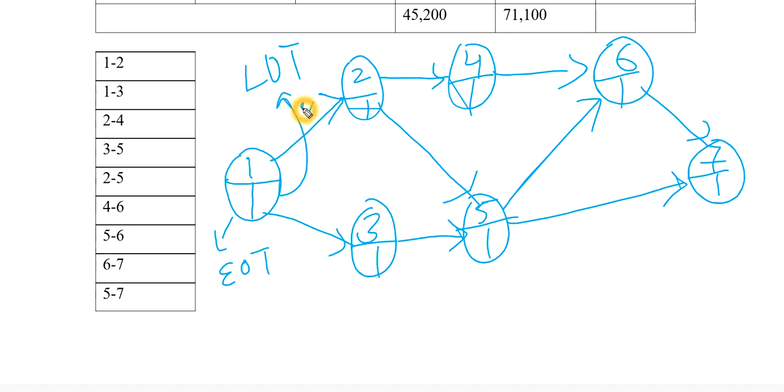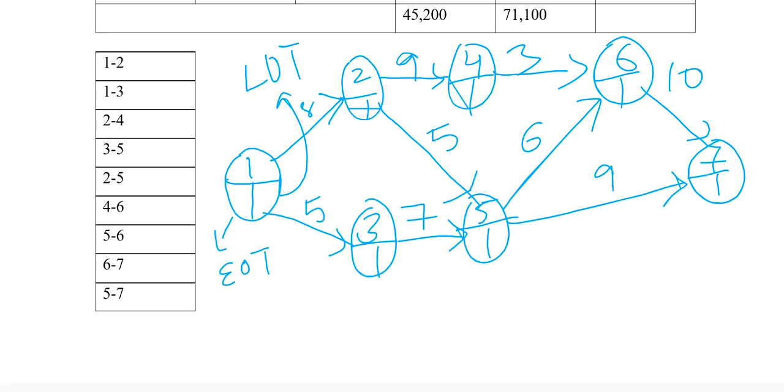For 1 to 3, the time was 5. For 2 to 4, time was 9. 3 to 5, 7. 2 to 5, it's 5. Then there is 4 to 6, 3. Then there was 5 to 6, 6. 6 to 7, 10. And 5 to 7, 9. So here it is given.